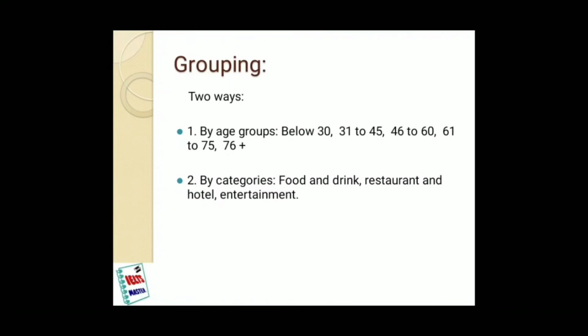The next group can be by categories, and this is a little bit different approach that I don't see most students taking. In IELTS, if something is written differently but makes sense and is correct, or in speaking, if you're saying something distinct from what others are saying, it fetches more bands, to be honest. So the next grouping can be by categories. What categories? Food and drink, restaurant and hotel, entertainment.